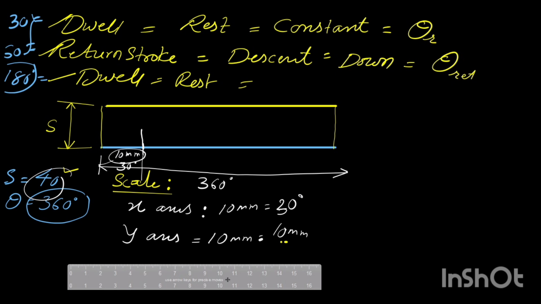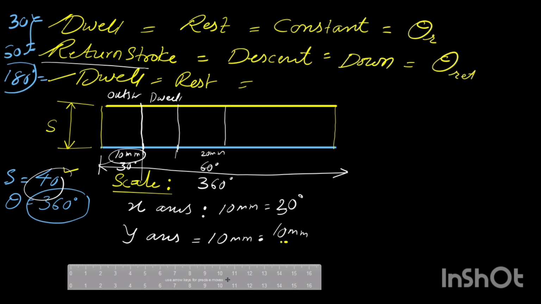Okay, so again one more block is created. The remaining dwell is 30 degrees. So that also you have to take as 10 mm and draw one vertical line. So this is for dwell. Okay, this is outstroke, and again the return stroke is 60. So 60 means you have taken 10 mm for 30 degrees. It means for 60 degrees you have to take 20 mm. So this will be 20 mm in actual, but you have to represent it as 60 degrees here, right?